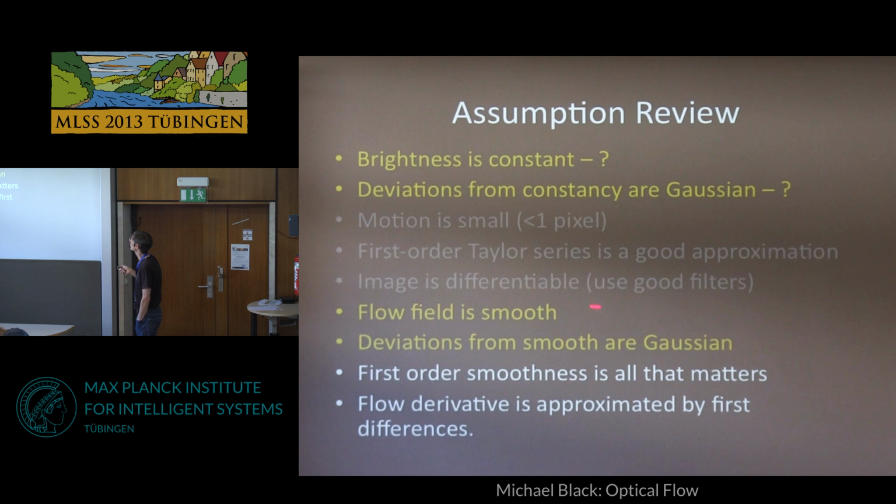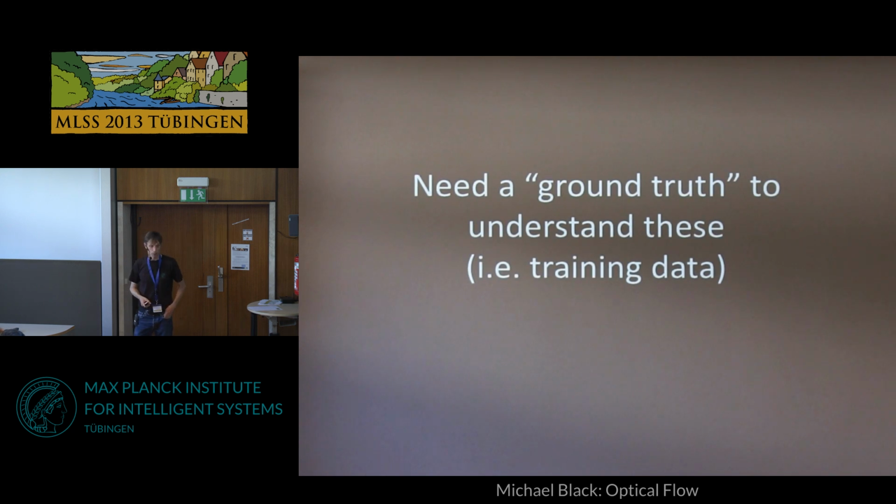So we thought about these problems, and fixing those makes a big difference. There are these other big problems: that brightness is constant and that the flow field is smooth. Now, probably bad assumptions. So let's look at those. The problem is, how do we know how to do that?